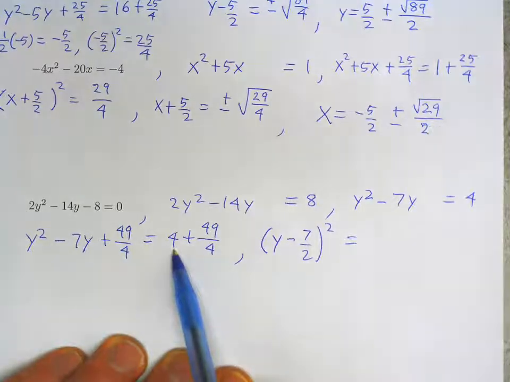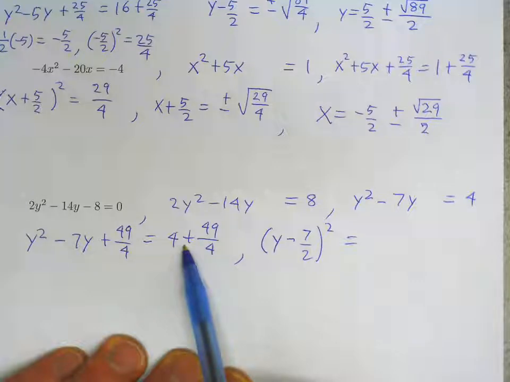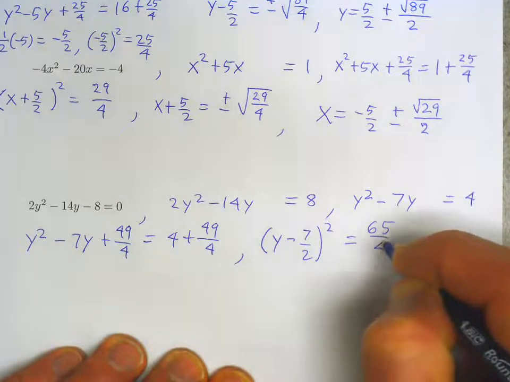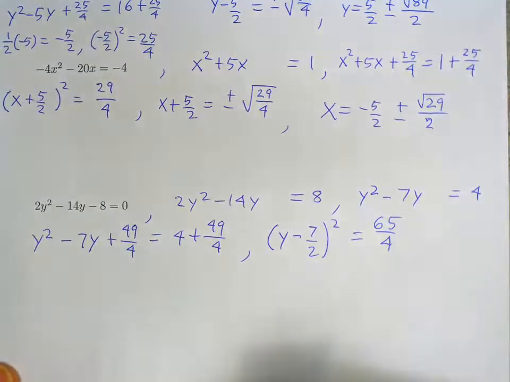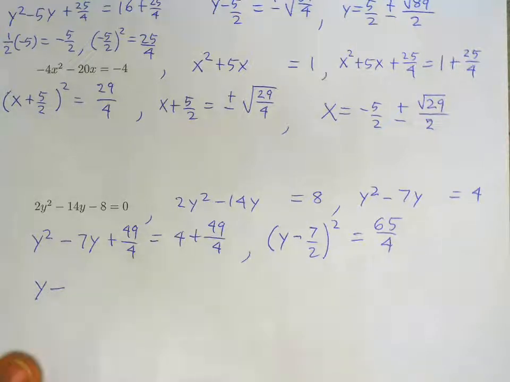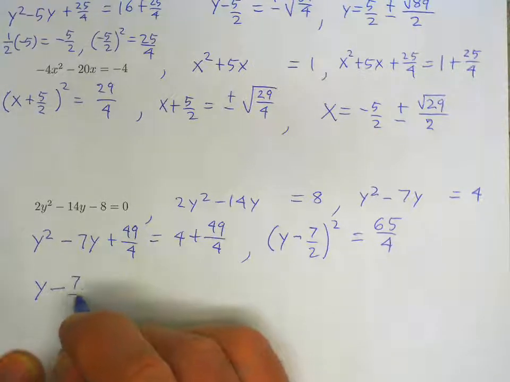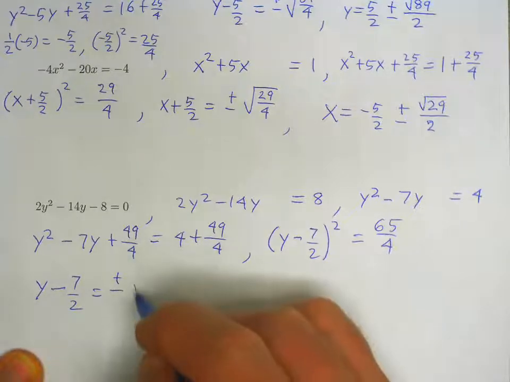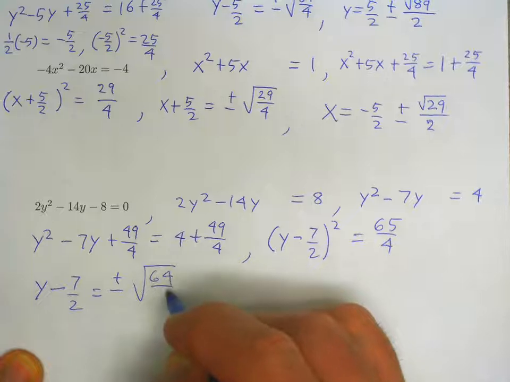And the least common denominator is 4. 4 can be thought of as 16 over 4. And 16 over 4 plus 49 over 4 is 65 over 4. And now we're almost done. Apply the square root property. Y minus 7 halves equals positive and negative square root of 65 fourths.